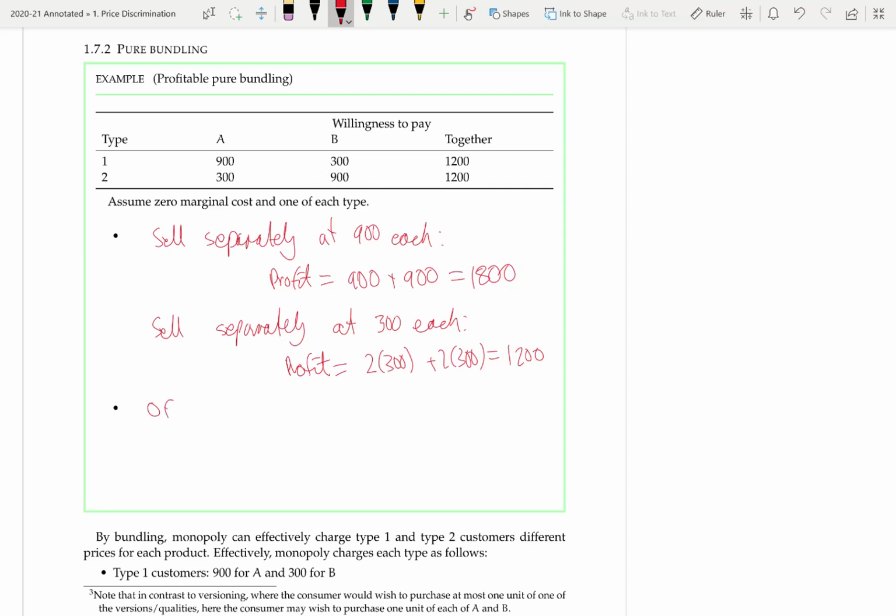Now what if the monopolist offers a bundle? What should they price it at? Well, they should price it at the willingness to pay of the two consumers, 1200. And the profit will be 1200 times 2.